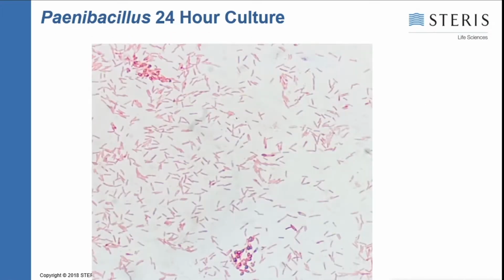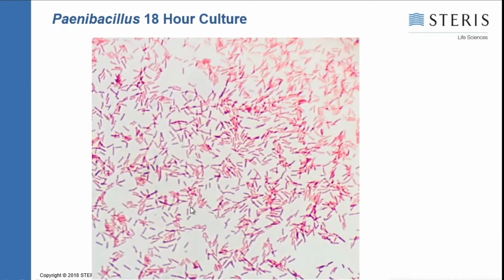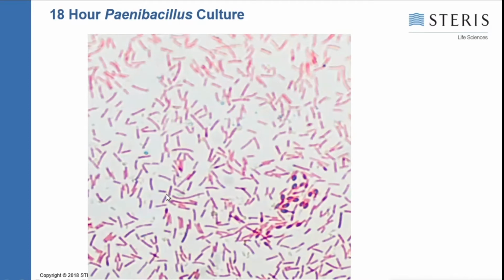This is an example of a Paenibacillus culture that is 24 hours old, and you'll notice there is already spore formation occurring. Then we have a culture 18 hours old, where you have spore formation occurring in this Paenibacillus culture as well. And then we have a real close-up here at 18 hours, and in this culture, we do have spores present.